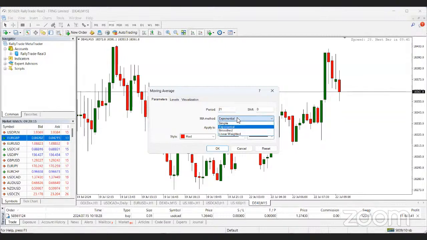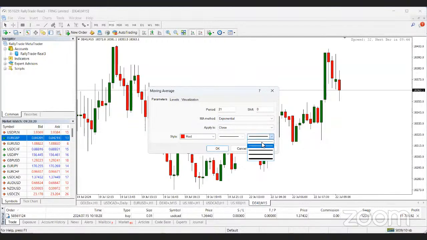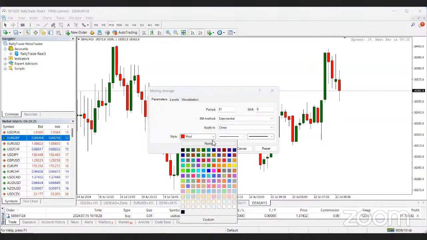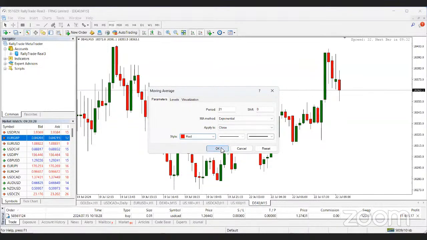You can see the method. It's not simple. It's actually exponential. I choose the thickness number 2, and then I apply to close. I choose color red, and then I can do OK. Okay for this one, so I just do OK. So that one will enter.